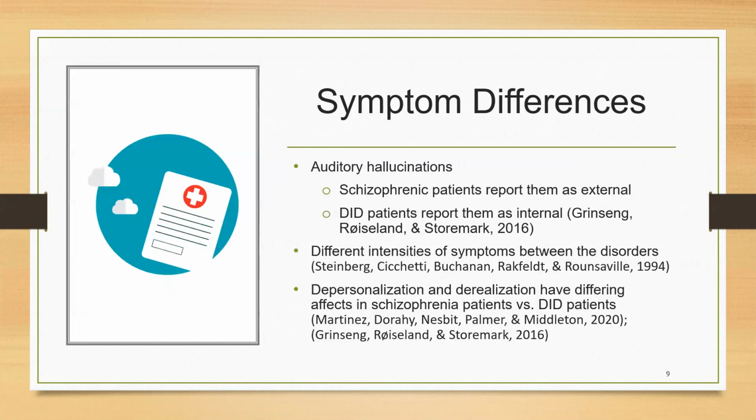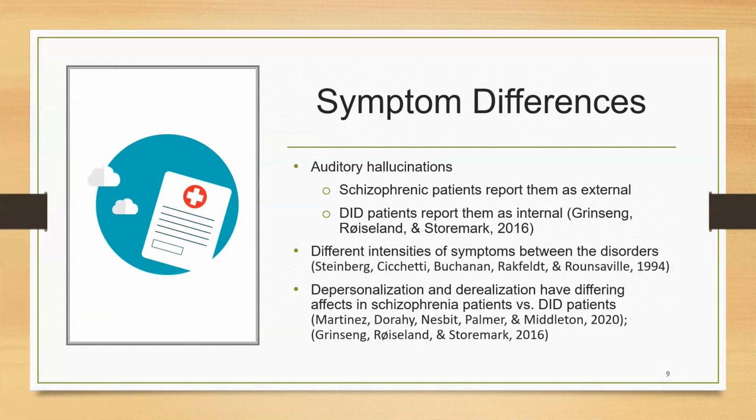In terms of the symptom differences, auditory hallucinations are a primary example. Schizophrenic patients report them as being external, or hearing them outside their body, whereas DID patients report them as being internal, hearing the voices inside their body. With DID patients, this is often experienced as their multiple personalities conversing with each other.